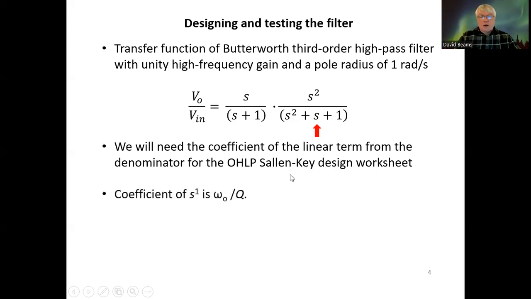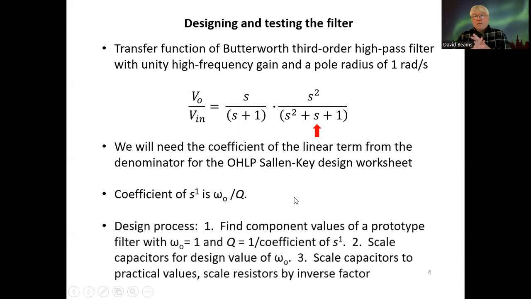Now, just for context, the coefficient of the linear term in s here is omega naught, which is the pole radius or undamped natural frequency of the poles. It's omega naught divided by the quality factor of the poles. In this case, since we're designing a filter with a pole radius of 1 radian per second, omega naught is 1. The coefficient of the linear term of s here is 1, which gives us a Q of 1.